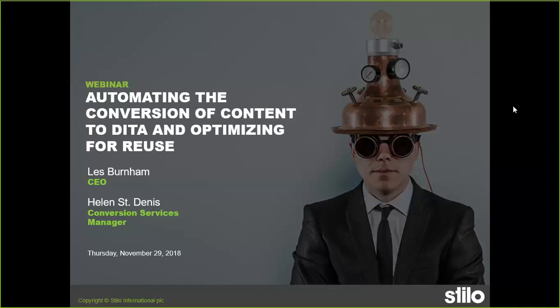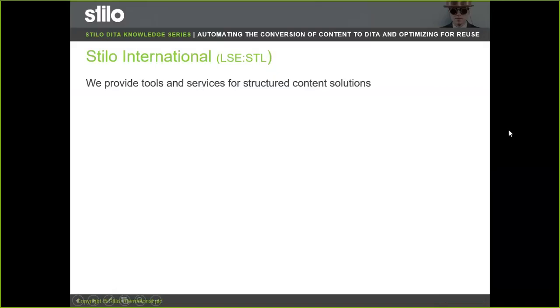So for those of you who haven't attended before or don't know Stilo, let me spend a couple of minutes talking about what we do. We're a public listed company, listed on the London Stock Exchange. As I said, we have an office in the UK, and we have an office in Ottawa where our technical team is based. Essentially we're a tools provider, and we provide tools and associated services for structured content solutions.